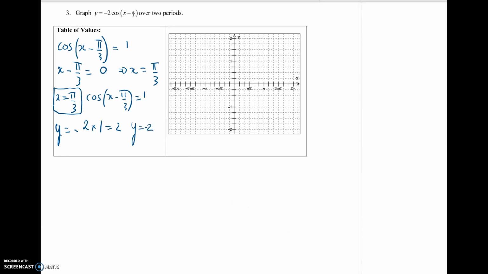So y equals negative 2. My apologies for that.